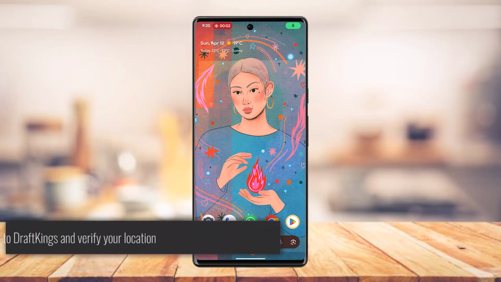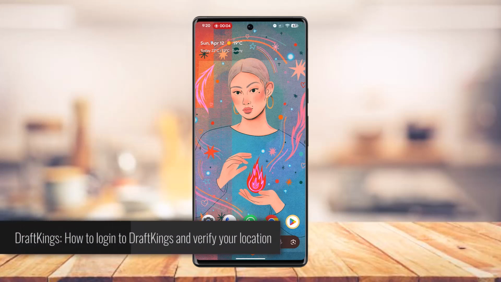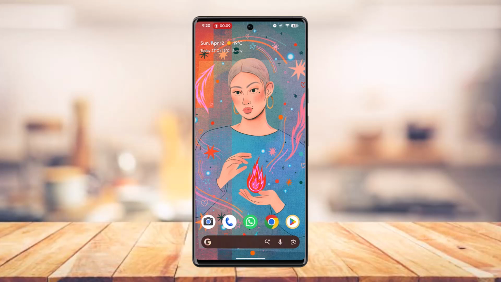How to log into DraftKings and verify your location. To log into DraftKings and verify your location, ensure you are physically within the state where its services are legal, as the platform uses real-time geographic data to comply with regulations.